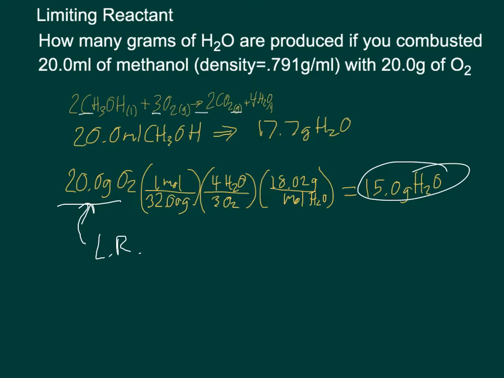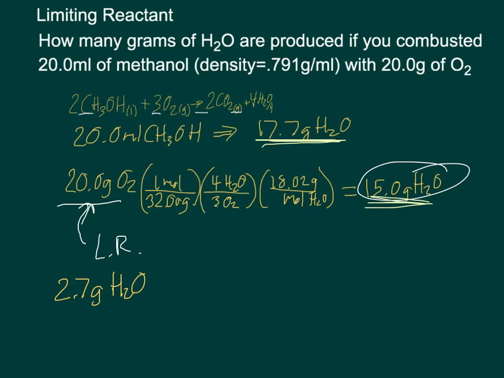Let's say we then were interested in figuring out what we are going to be dealing with in terms of the leftover. How much leftover methanol is there going to be? Well, we can simply look and say I should have been able to make 17.7 grams of water, but I actually only made 15. So there's 2.7 grams of water right there. This is water that I could have made if I had enough oxygen, but I didn't, so I couldn't. So this is the difference in how much methanol we have left, right? This is the water that would be made from the methanol that we couldn't use.